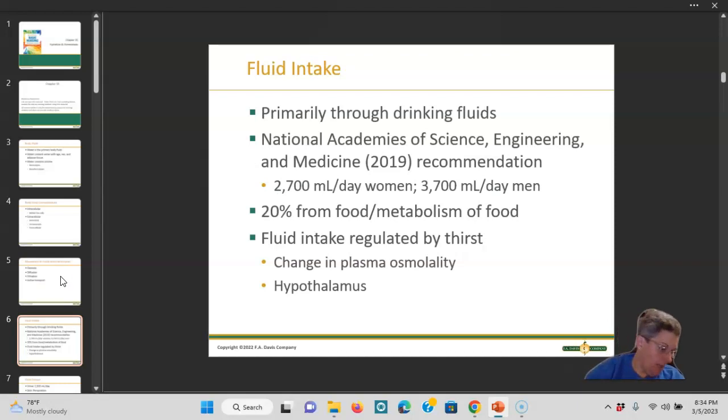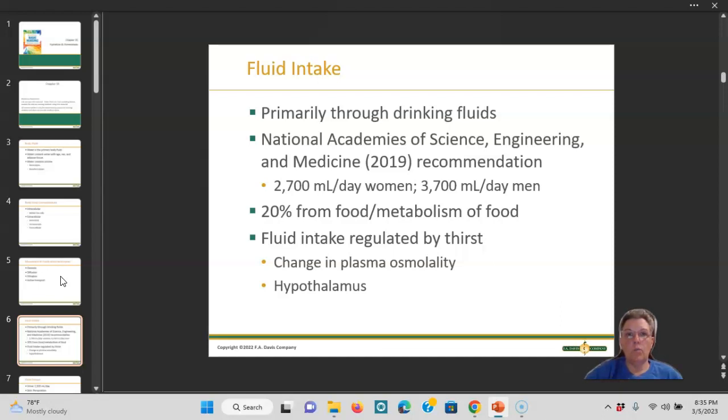So how do we get fluid in our body? Primarily from drinking fluids. So the more water you drink, the more you get rid of. So the National Academies of Science, Engineering, and Medicine in 2019 made a recommendation. This would behoove you to know this. On most tests, this is an appropriate question for 2 to 3 liters a day.